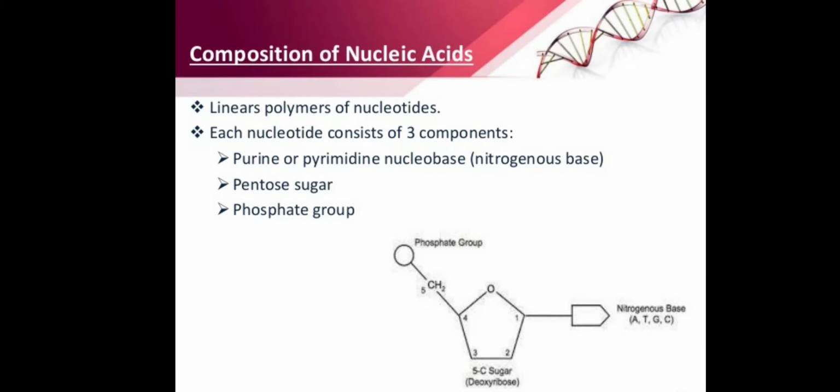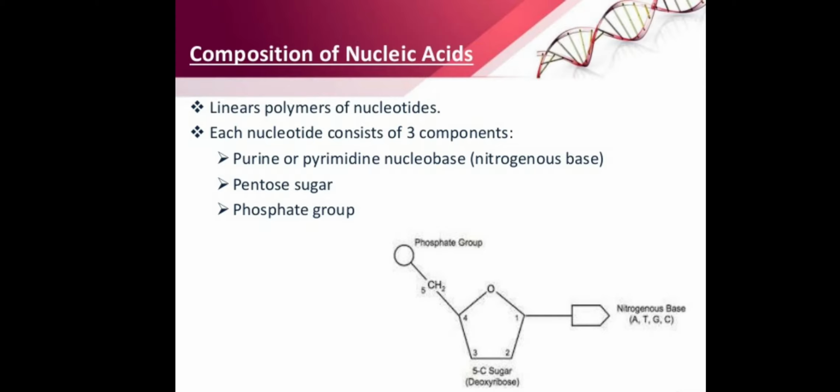Next, let's go with the composition of nucleic acid. As I've said, nucleic acid is a linear polymer of nucleotides, because nucleotides are the building blocks of nucleic acid. A nucleotide basically consists of three components: the purine or pyrimidine, also called a nucleobase or nitrogenous base, the pentose sugar, and the phosphate group.